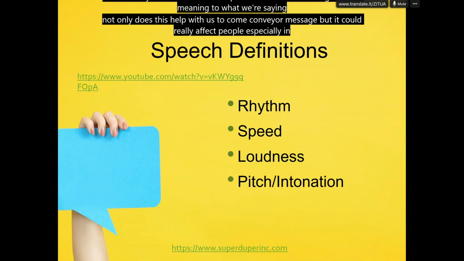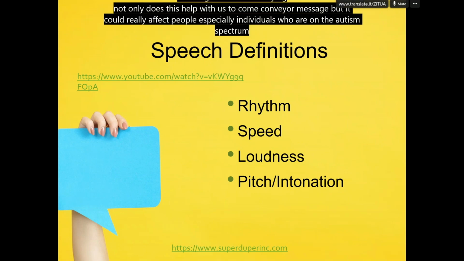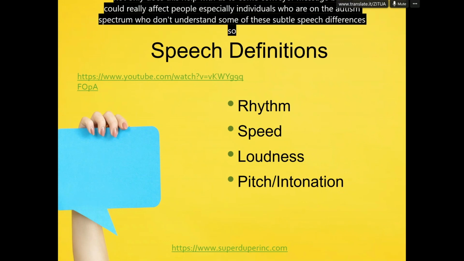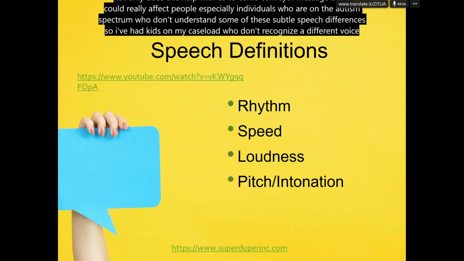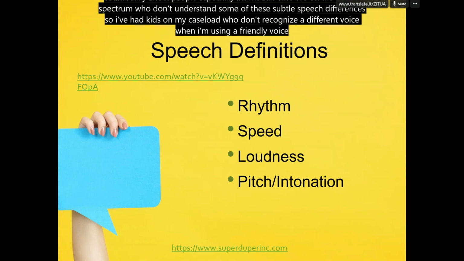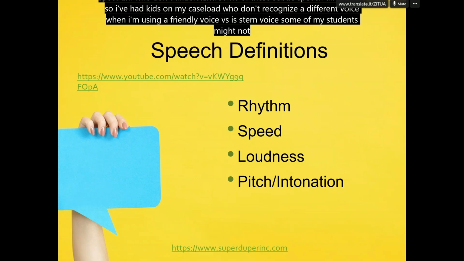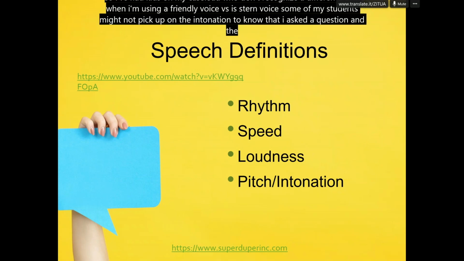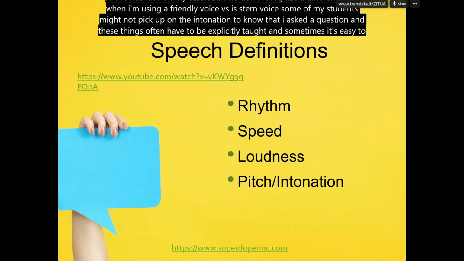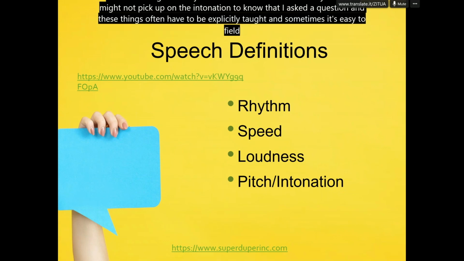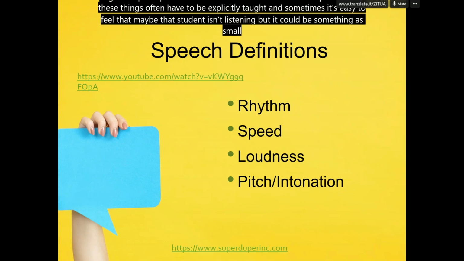Not only does this help us to convey our message, but it could really affect people, especially individuals who are on the autism spectrum, who don't understand some of these subtle speech differences. So I've had kids on my caseload who don't recognize a different voice when I'm using a friendly voice versus a stern voice. Some of my students might not pick up on the intonation to know that I asked a question. And these things often have to be explicitly taught. And sometimes it's easy to feel that maybe that student isn't listening, but it could be something as small as an intonation difference that's making that student not understand those things that we're trying to say.